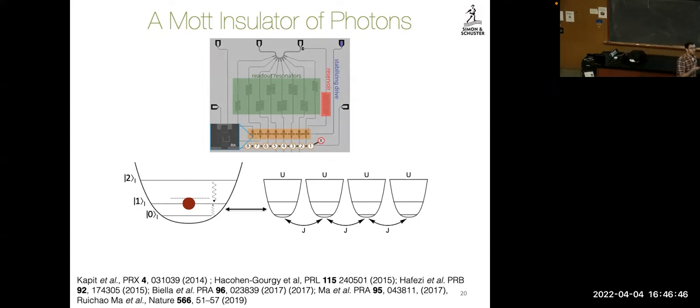So the answer is we didn't. I've drawn it in this way to make it not confusing to AMO people, but it turns out that it actually doesn't matter whether you have an attractive or repulsive nonlinearity for this kind of a dissipative stabilization scheme, okay? The only situation in which one might imagine it would matter is if you were on the order of the photon energy, and it's not.